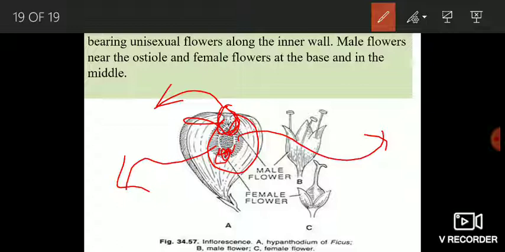of this Hypanthodium. Okay. This is all for today, and in the next topic, we are going to discuss some other topics of morphology. Okay.